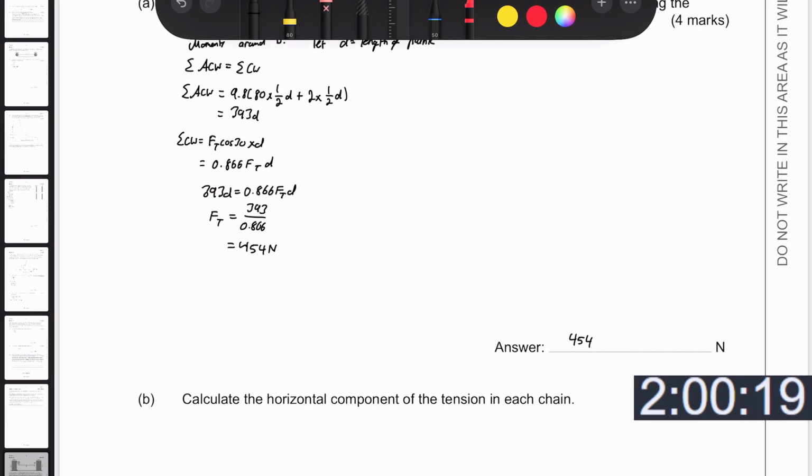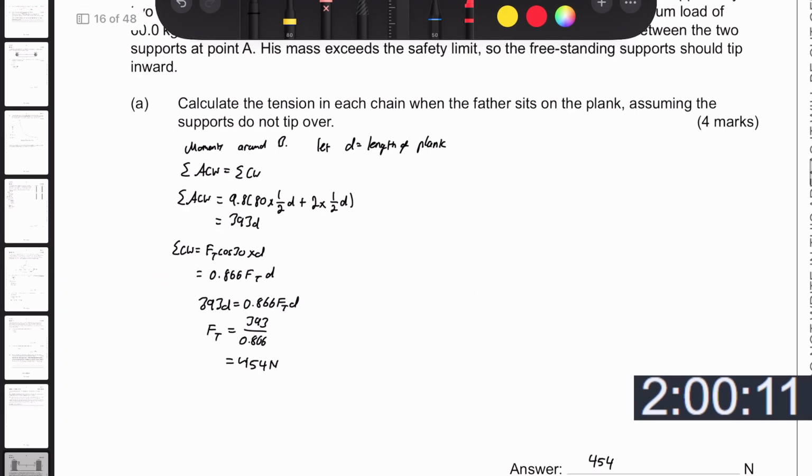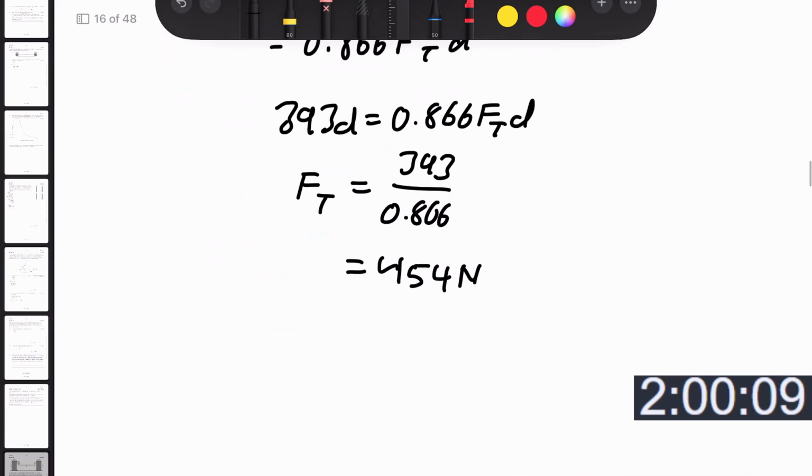Okay. Calculate the horizontal component of the tension in each chain. So then this would be F of T. So here Ft of the other chain is identical due to symmetry.